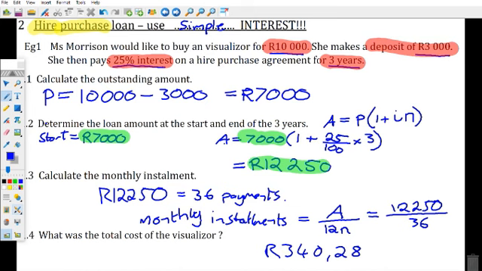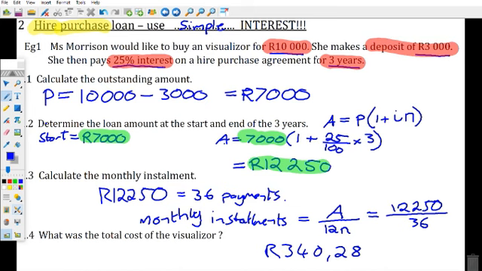Do you understand what happened here? We found what A was. It was the accumulated amount, the end of the loan. We borrowed 7,000. Then we put on the interest we had to pay, and we got a final amount of 12,250. But we didn't pay it in one lump sum at the end. We paid it monthly. That's how hire purchase works. We found out what the A amount is, and we divided by the number of months in that period. If they ask for weekly installments, how many weeks in a year?